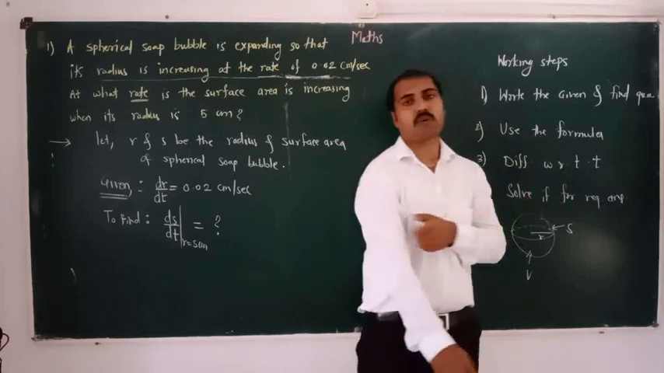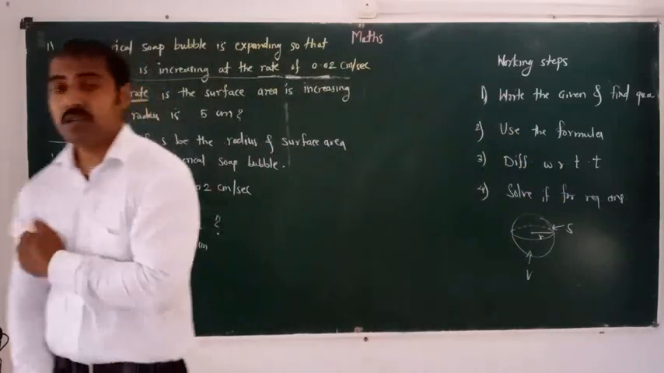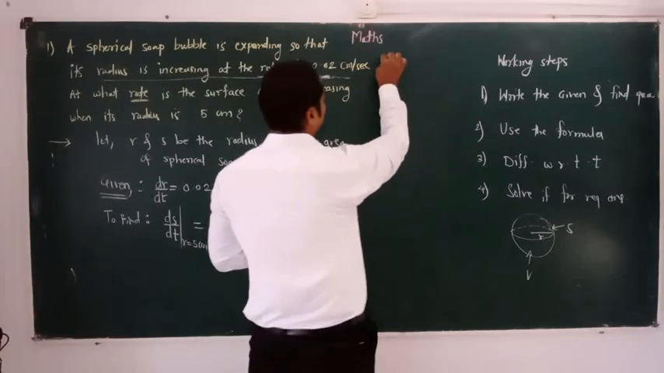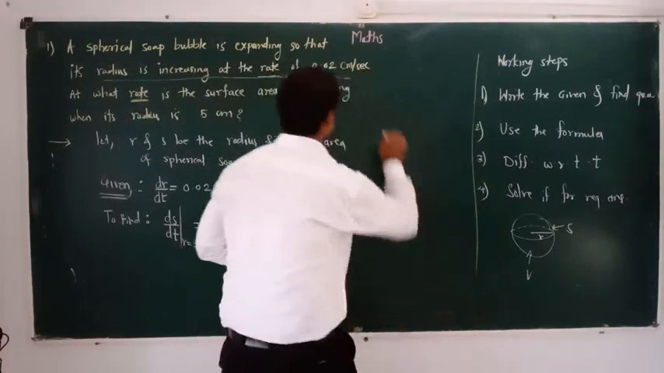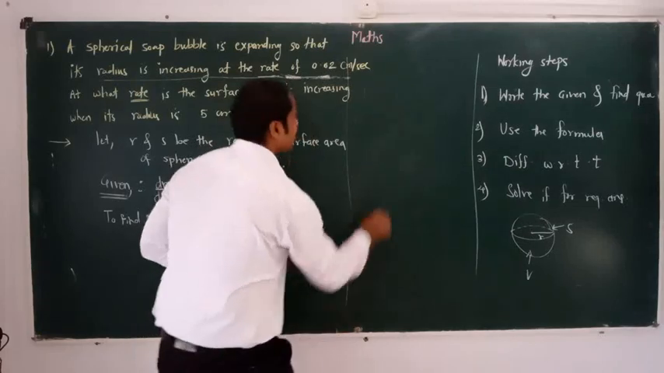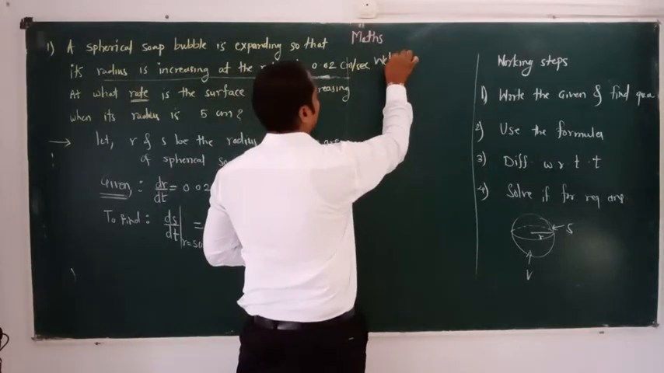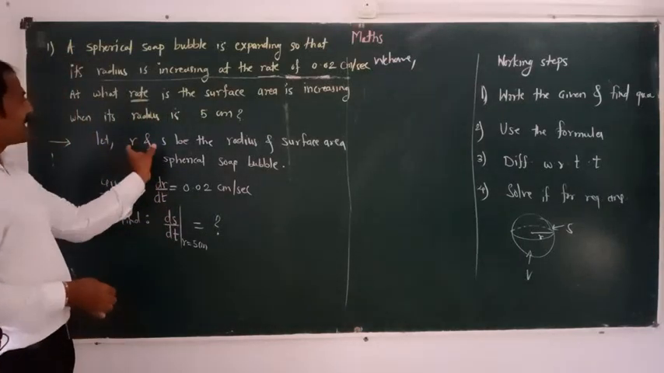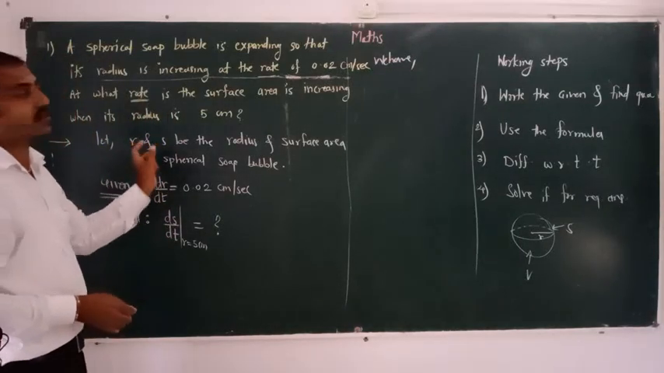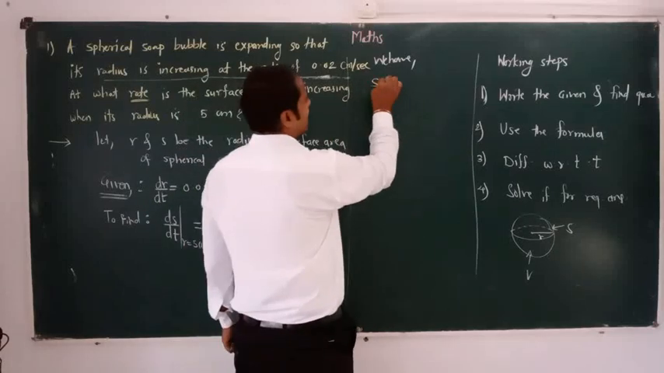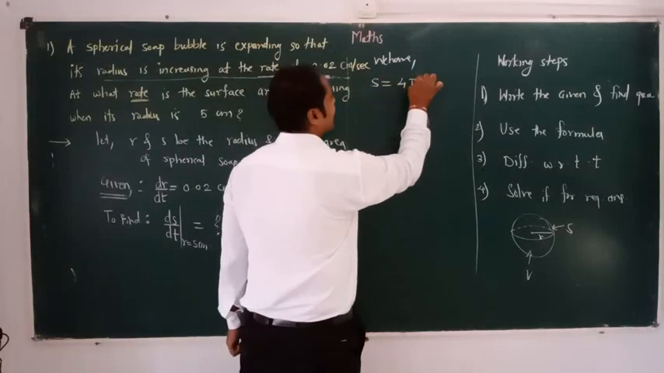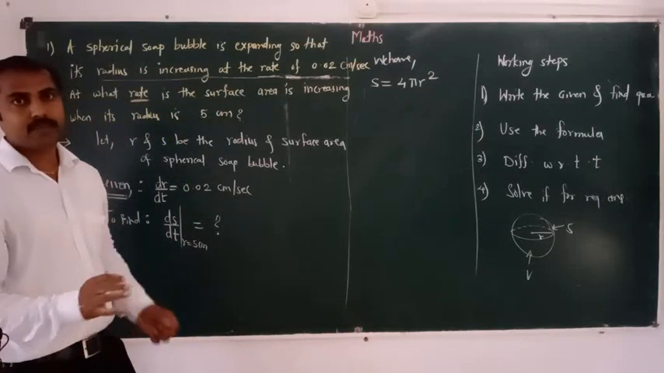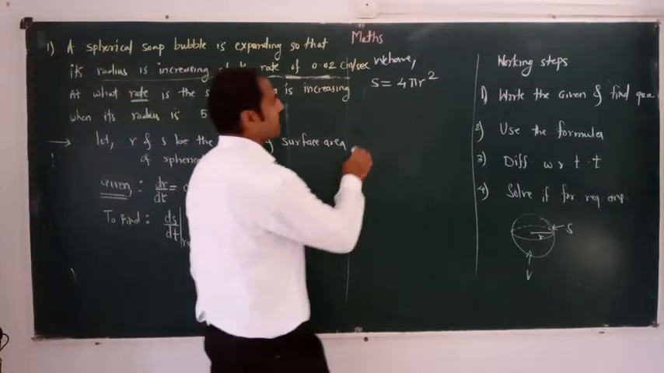Now use the formula. We know, we have, the formula in between these two terms, S and r, surface area and radius. We have surface area of a sphere is given by 4 pi r square. Okay, surface area of a sphere is given by 4 pi r square.